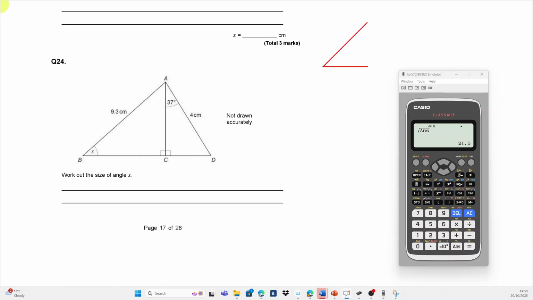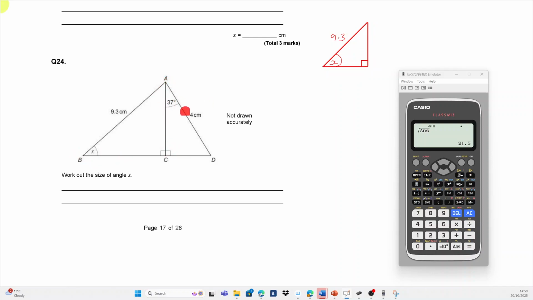A, B, and then C, where this here is the right angle. Okay. Well, the thing is, I'm trying to find this angle X here, and this side is 9.3. This is going to be trigonometry because I've got an angle here. I have not got enough information to work out the angle. I need another side at least. I need either this side, which is side BC, or this side here, AC.